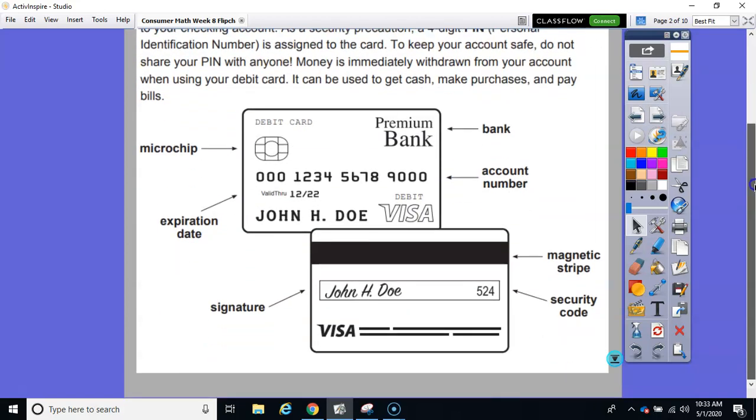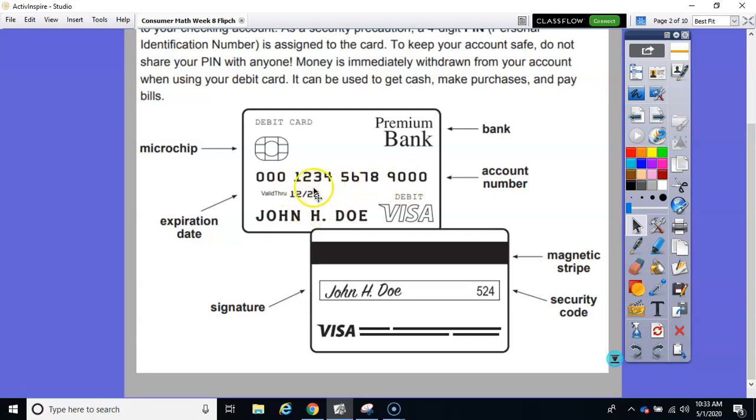So here is the front example of a debit card. It has the name of your bank in the upper right corner. It says debit card somewhere on the card. Different cards say it in different places. There's a microchip to keep you safe from fraud, and your account number is here. Never share that with anyone. Do not take pictures of it and send it to anyone, because then they have access to your money.